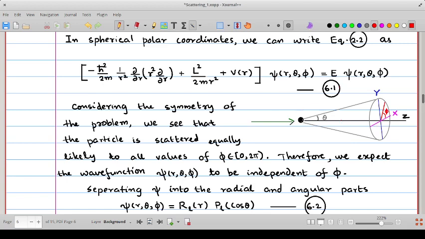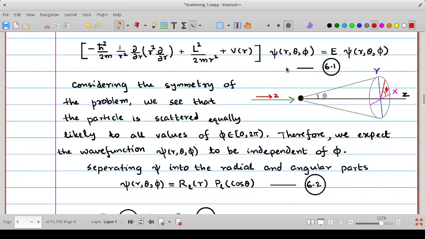Now considering the symmetry of the problem, where an incoming particle is moving towards the scatterer in the positive z direction and the polar angle is given by θ, and the scatterer is at the origin of coordinates, we can see that the potential depends only on r and not on θ and φ. Therefore the direction in which the particle is scattered, or the number of particles scattered, should be independent of the azimuthal angle φ, because each value of φ is equally probable, and therefore the wave function that corresponds to the solution of the Schrodinger equation should be independent of φ.